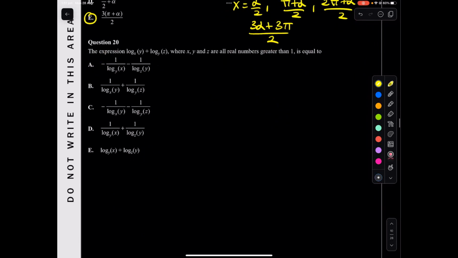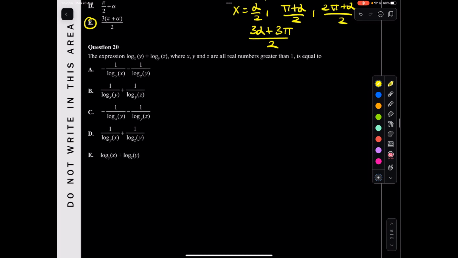The expression of log x of y, blah, blah, blah, where x and y are all real numbers greater than 1, is equal to what? Look, I personally cannot be bothered proving this, especially in the exam last question. What I'm going to do is, because I know that x, y, and z are greater than 1, let's say that x is 2, y is 2, and z is 2.